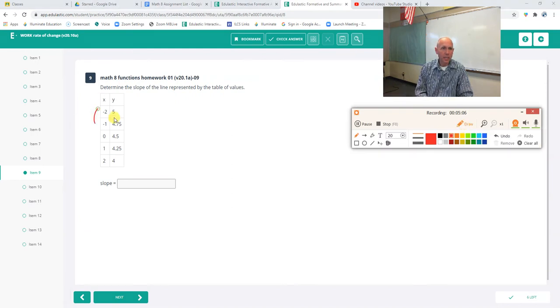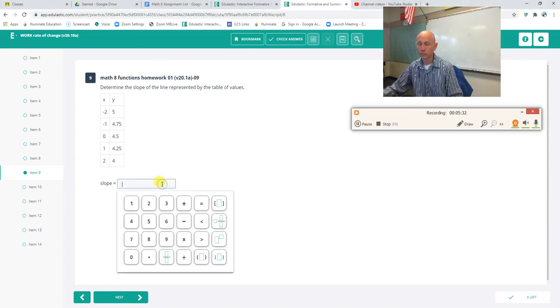It was at -2, now it's at -1. That's an increase of 1. It was at 5, and now it's at 4.75. I had $5, now I have $4.75. That means it's a decrease of 1/4, which is 0.25. Rise over run. So we'll go with -0.25 as the slope. Which would have been the same thing as -1/4.